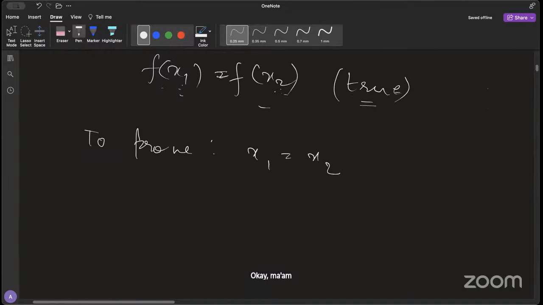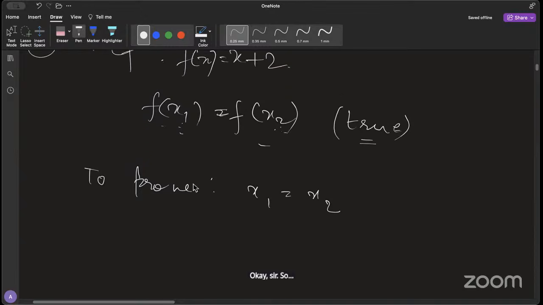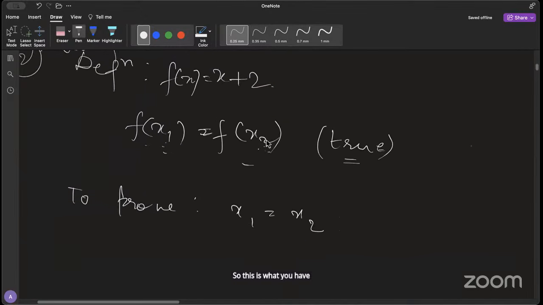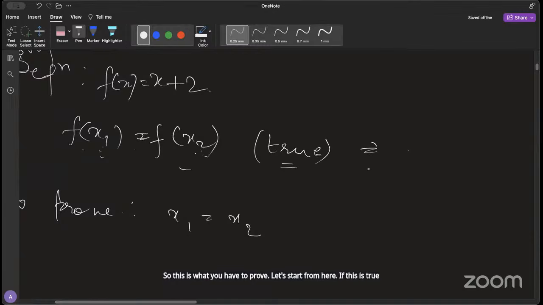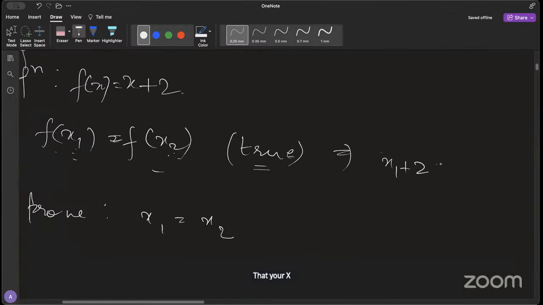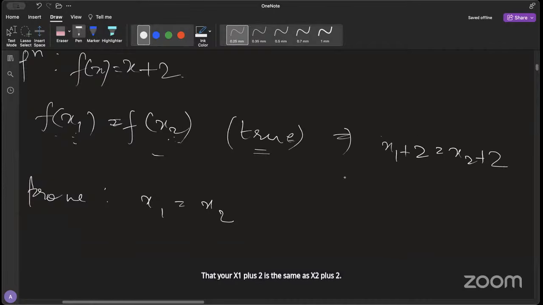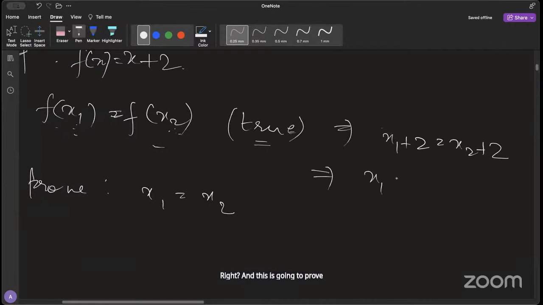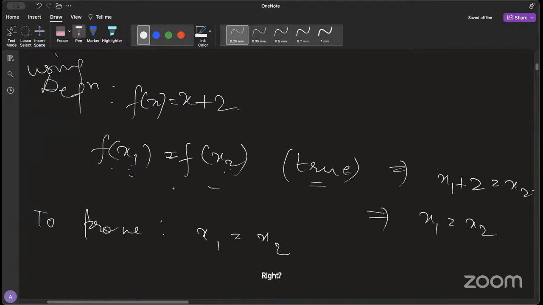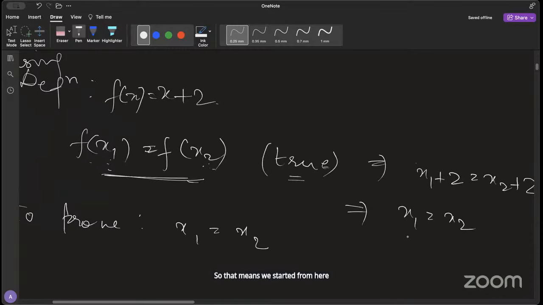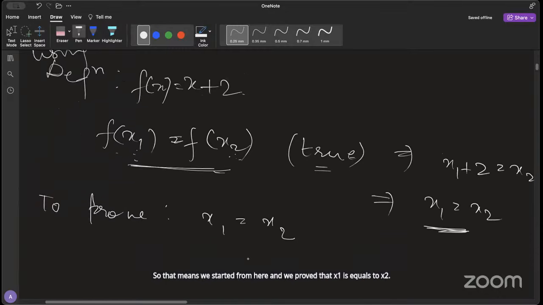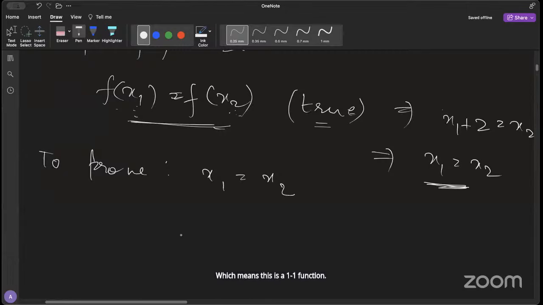Okay. So this is what you have to prove. Let's start from here. If this is true, then this would mean that your x1 plus 2 is the same as x2 plus 2, right? And this is going to prove that your x1 is the same as x2, right? So that means we started from here and we proved that x1 is equal to x2, which means this is a one-one function. So this one, x plus 2, is a one-one function.